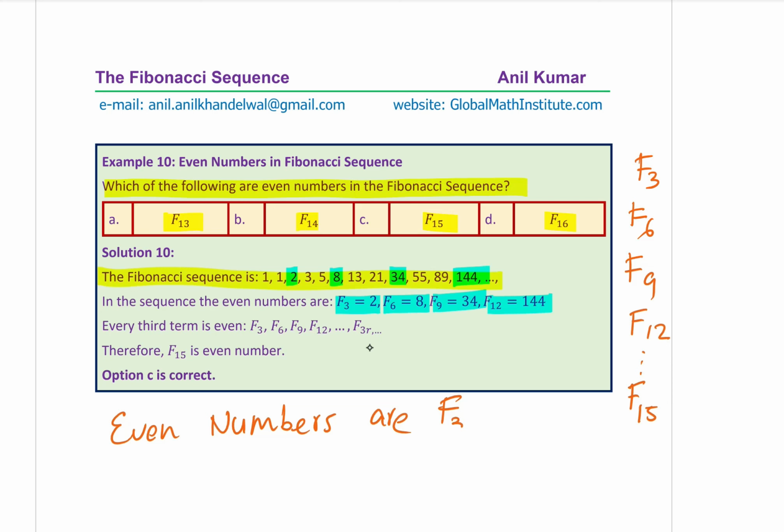F times 3 times R, right? So R could be anything. In this particular case, we get C as the correct option. So knowing this particular rule helps you to understand how to quickly get the solution, right? So option C is the correct option.